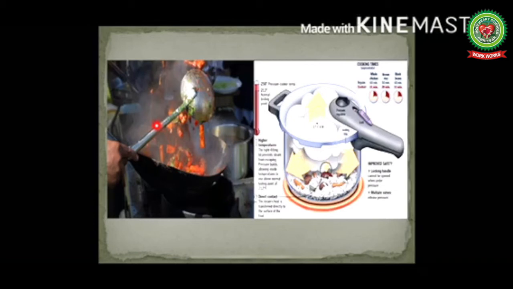Okay, let us discuss this with the help of these pictures. Let us suppose we are using an open utensil for cooking of food. In an open utensil, the steam escapes out. The pressure at hilly areas is already less, due to which the boiling point of water decreases. Water will start boiling earlier than its actual boiling point, 100 degrees Celsius.